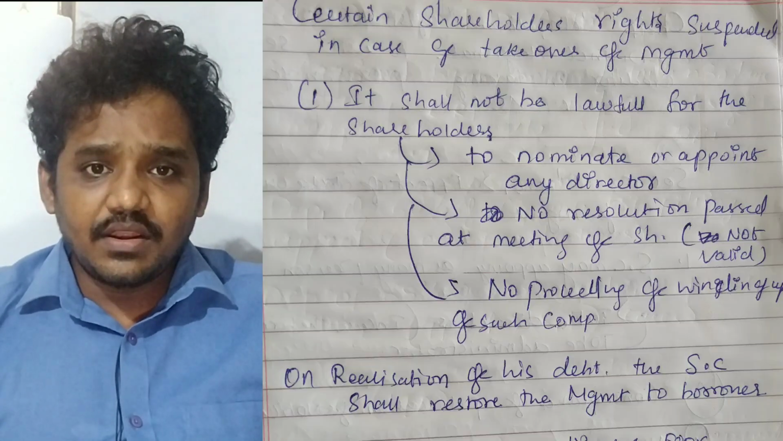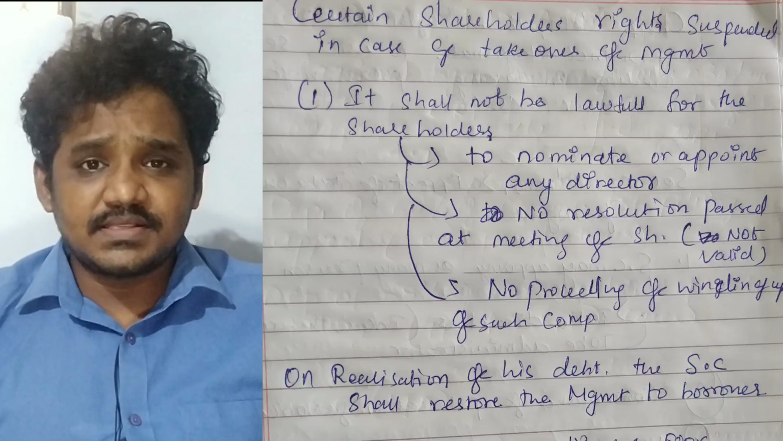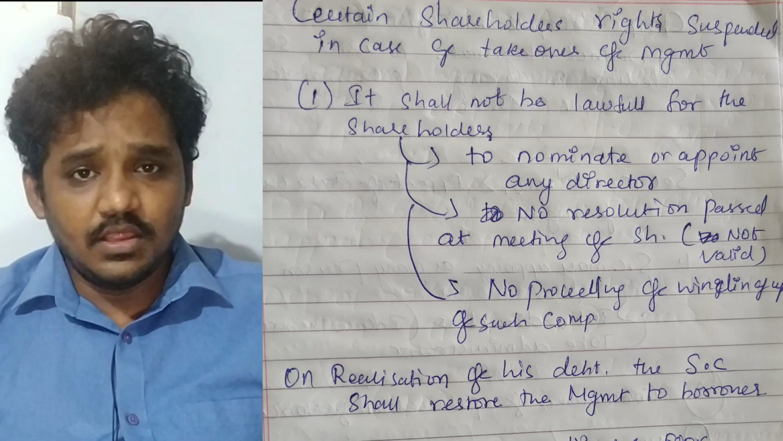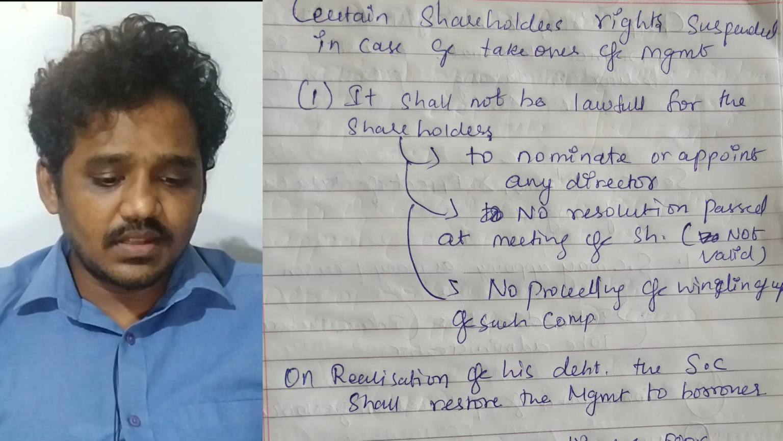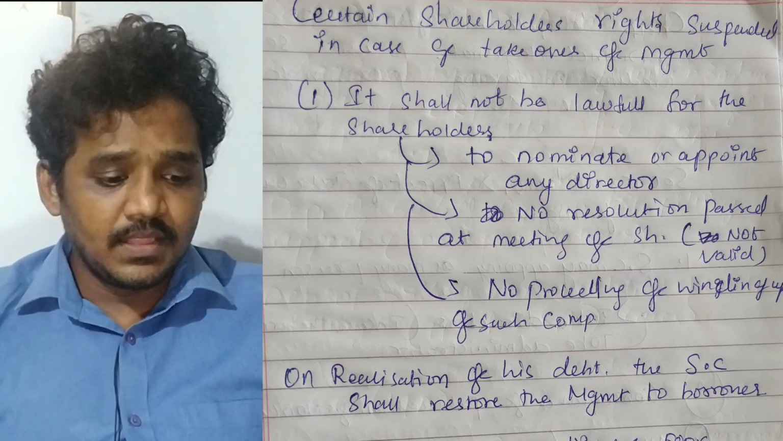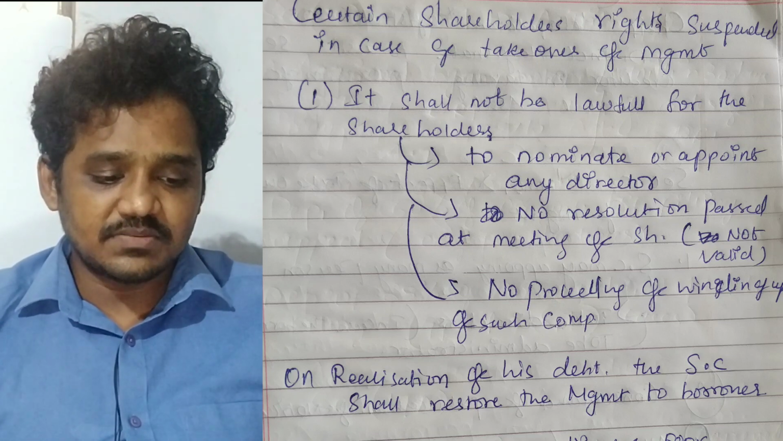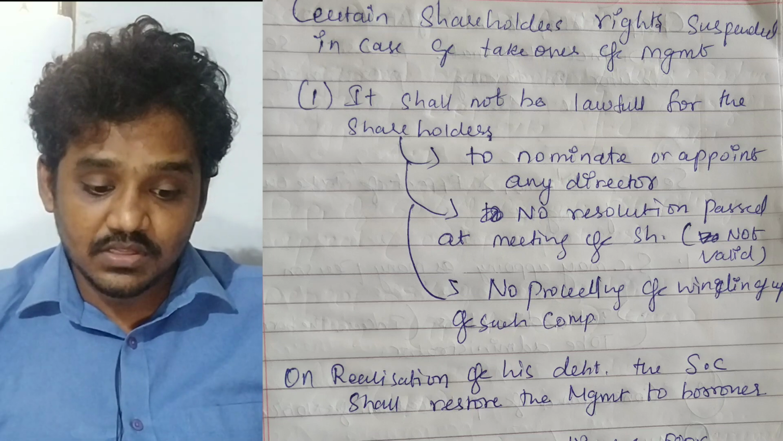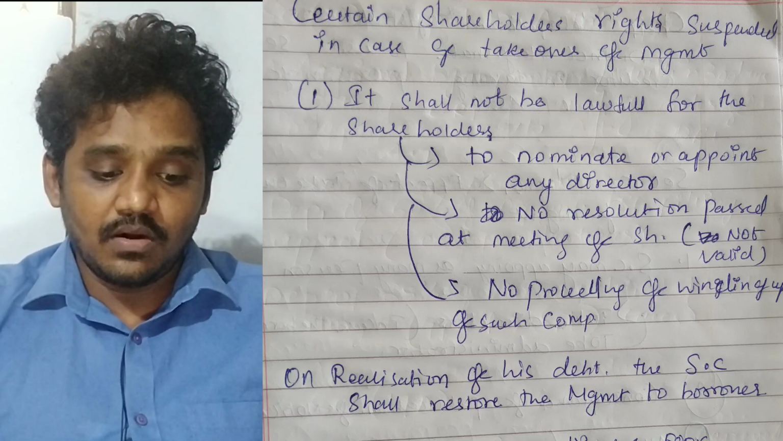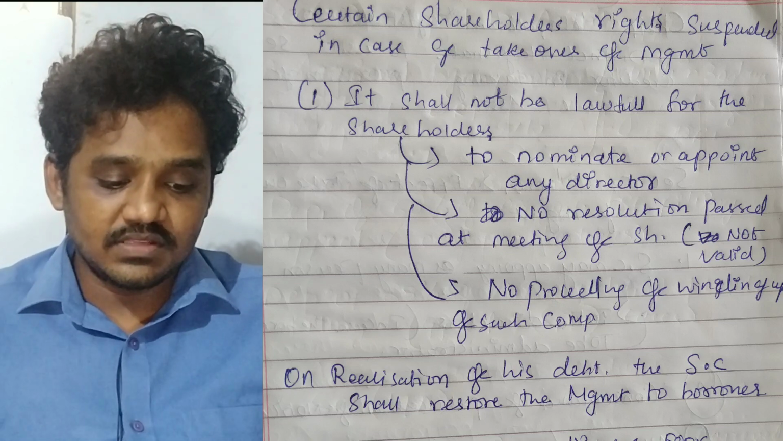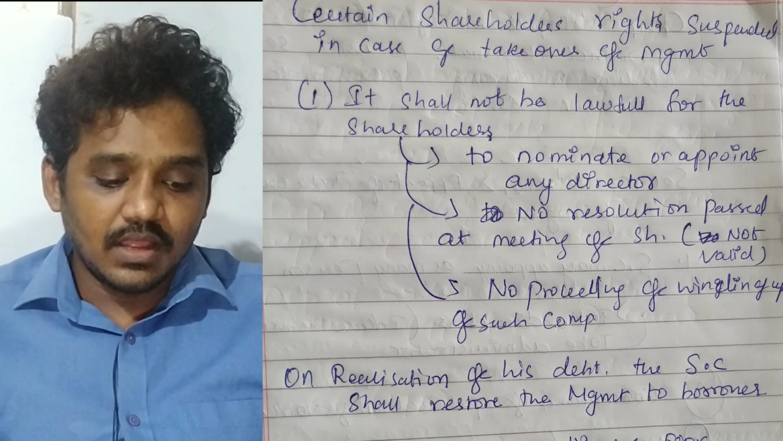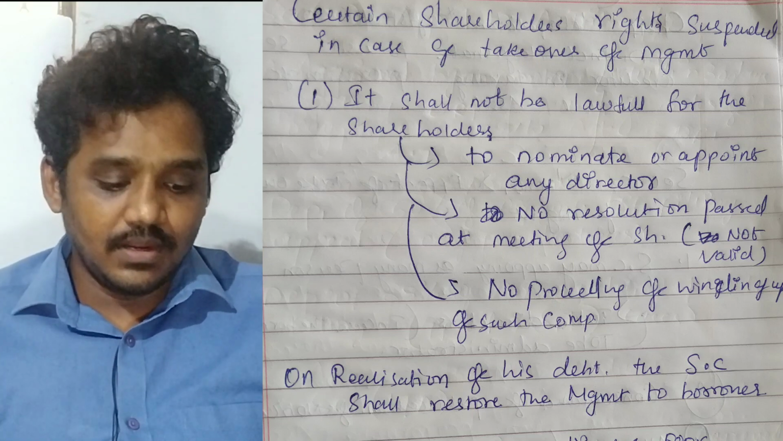Now, shareholders cannot exercise their right in terms of these situations. So they lose certain powers. So what are the rights they lose? Let's see. Certain shareholders' rights are suspended in case of takeover of management. The first one is it shall not be lawful for the shareholders. So shareholders cannot nominate or appoint any director. First point. The second point is shareholders cannot pass any resolution, and those resolutions are invalid.